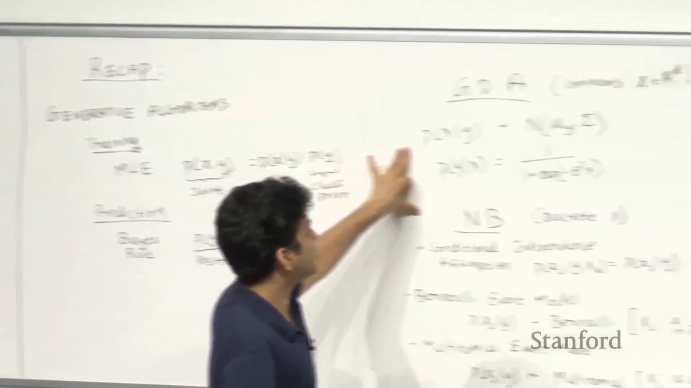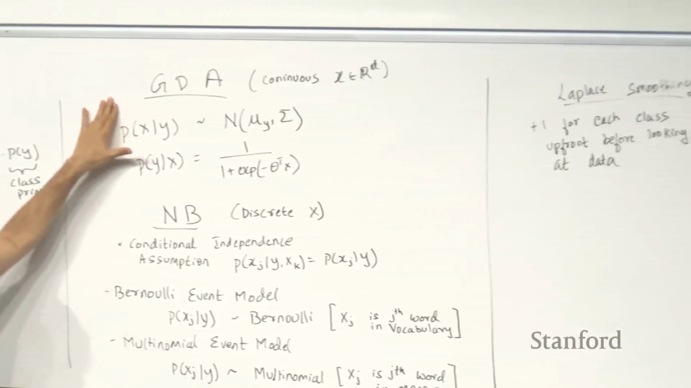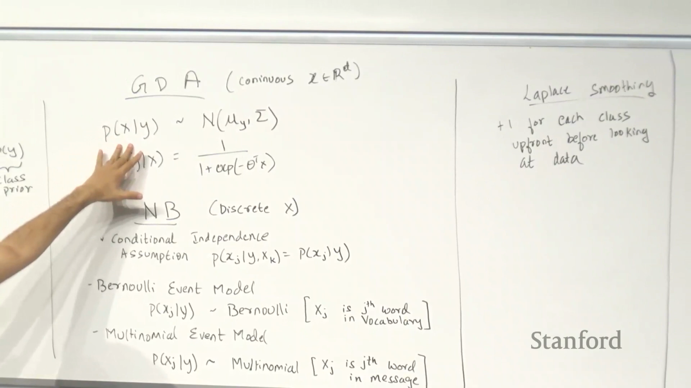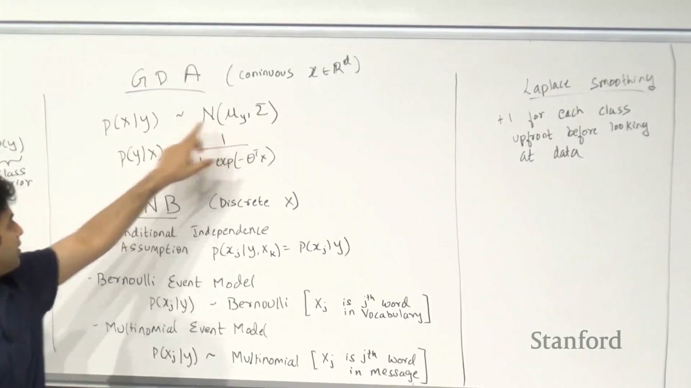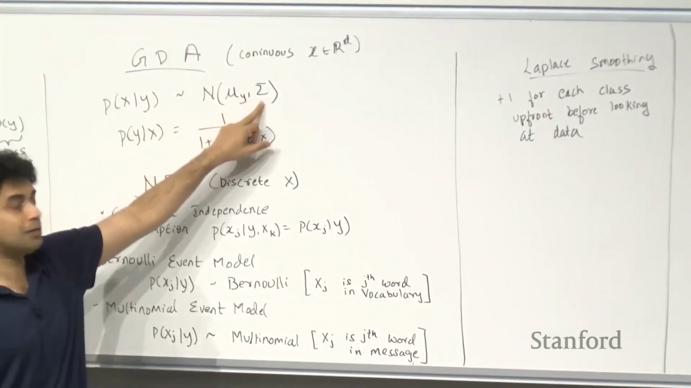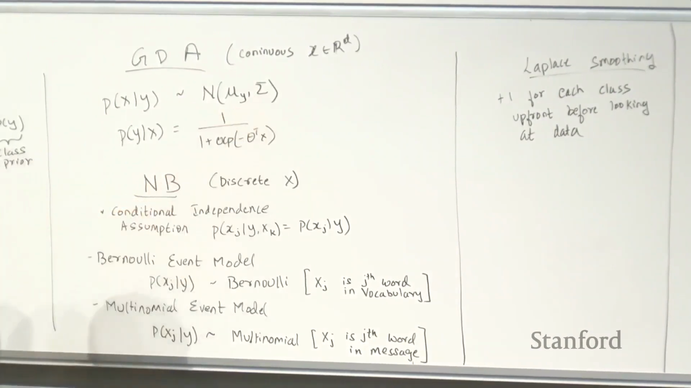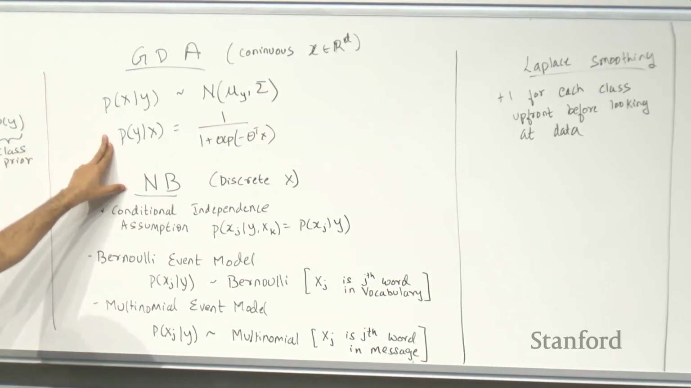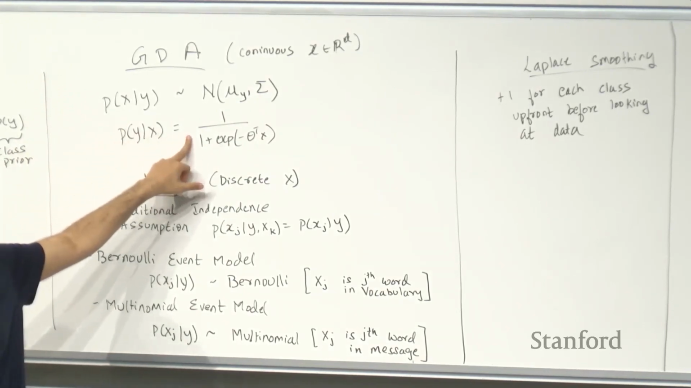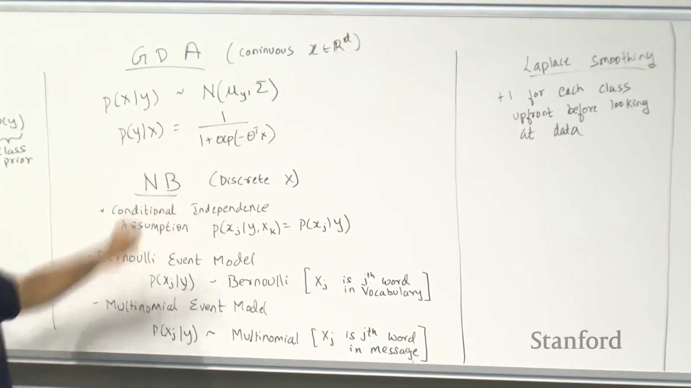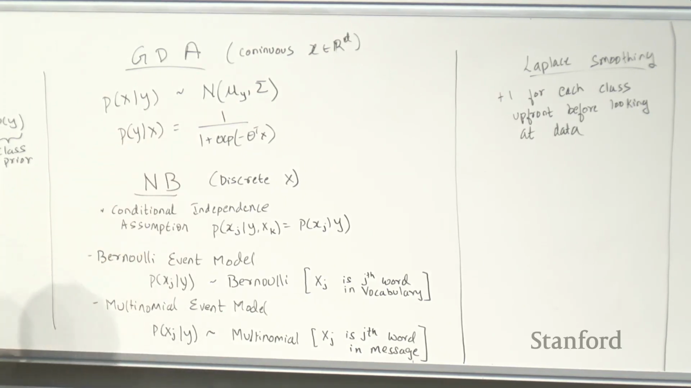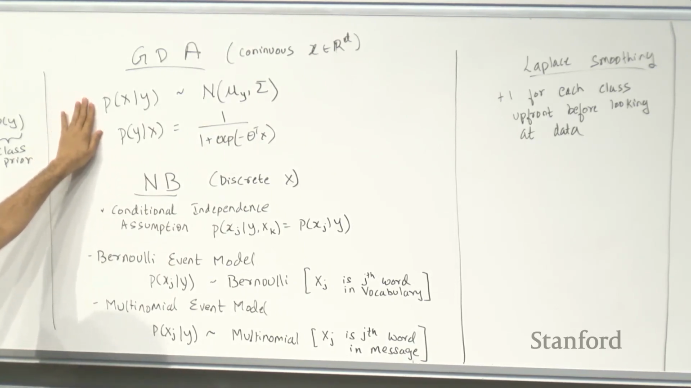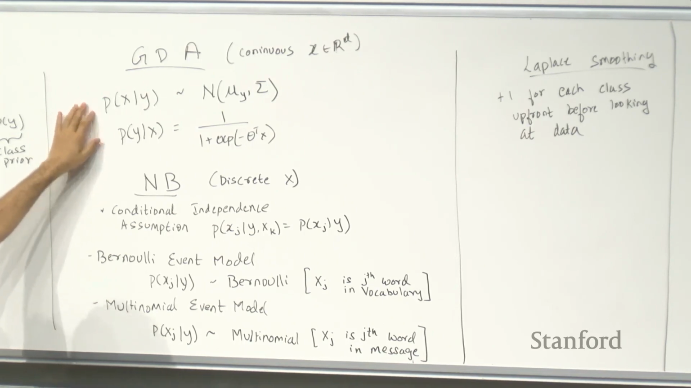In Gaussian discriminant analysis, the inputs x are continuous, and we make the assumption that P of x given y follows a normal distribution with a mean that is specific to y and some shared covariance sigma. The corresponding posterior for prediction time follows a logistic regression functional form. You have more details of this in your first homework, and hopefully that's clear.